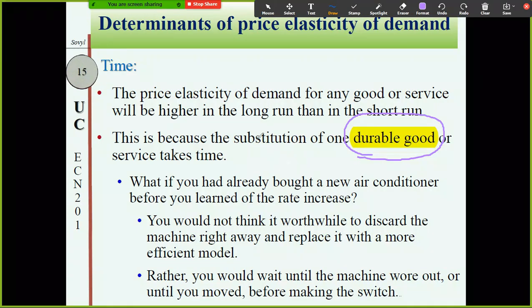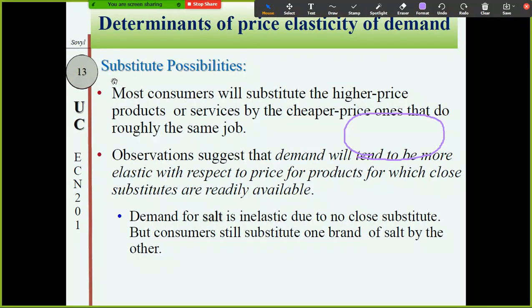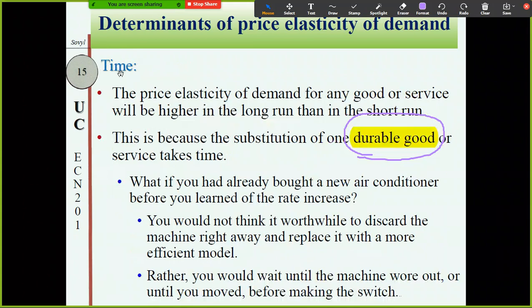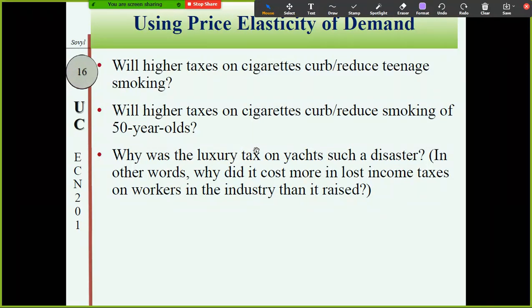So if a question asks what factors determine whether the price elasticity of demand for one good becomes more elastic or less elastic, you can answer: first, substitute goods possibility, budget share, and time for using the good.